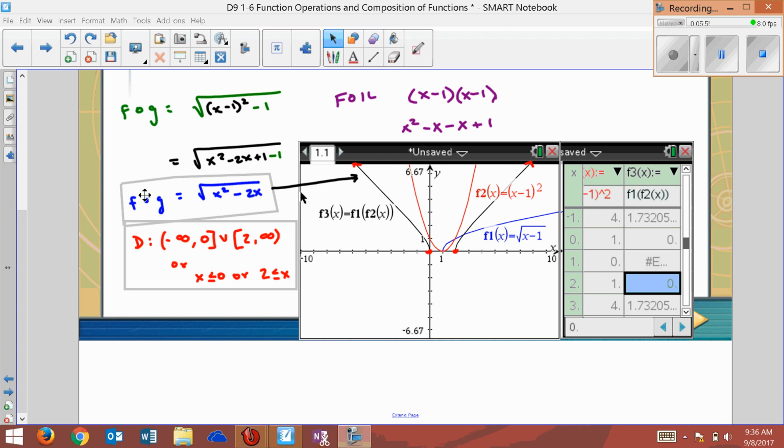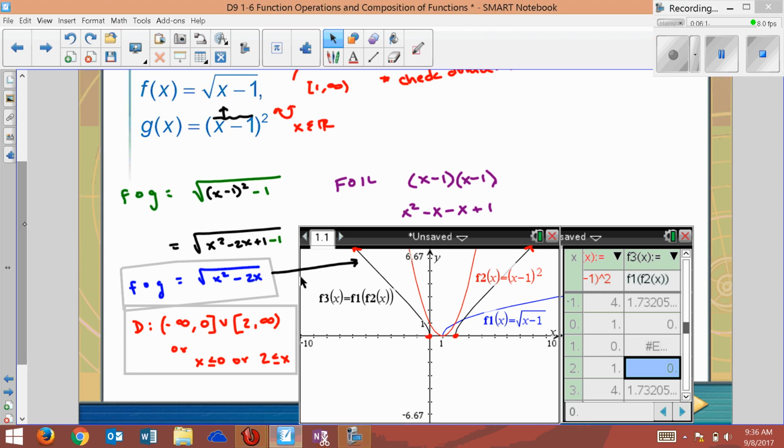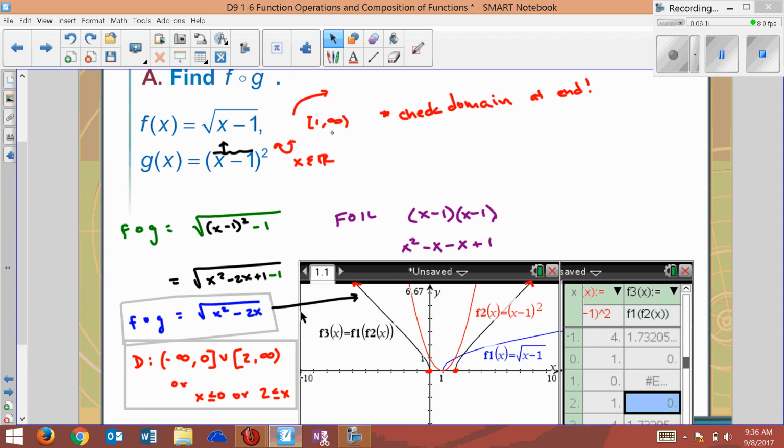What that means is, on the f of g equation, if you plugged in a number that's not existing, like say 1, it's in between there, we should have a problem. Let's see, 1 squared is 1 minus 2 times 1, which would be 1 minus 2. 1 minus 2 is negative 1. You cannot take a square root of a negative number. That's why that value does not exist. So even though the original domains were all reals on one of them, and this one was 1 to infinity, we find out that the new domain is x has got to be either less than or equal to 0 or greater than or equal to 2.